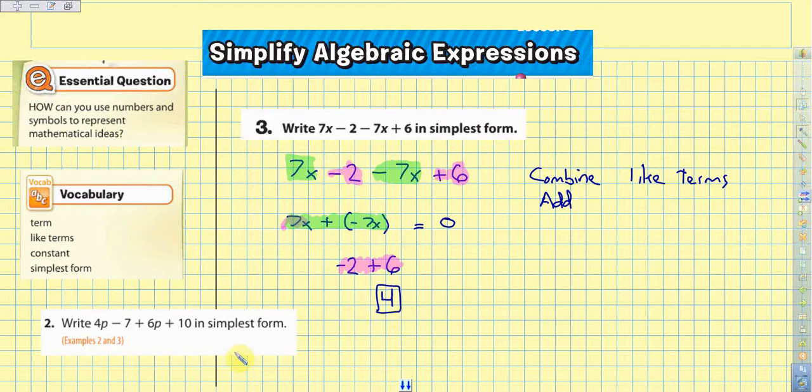Okay, so what you're going to do right now, you're going to do the same thing. You're going to write this expression here in simplest form.